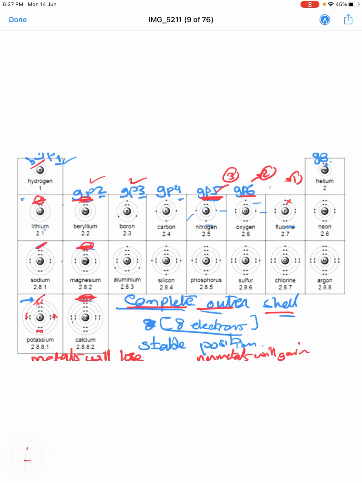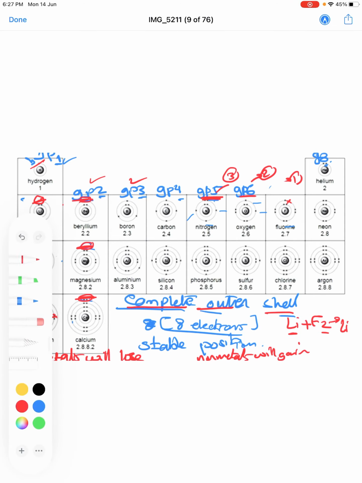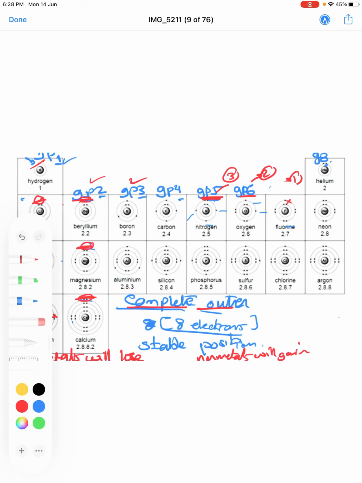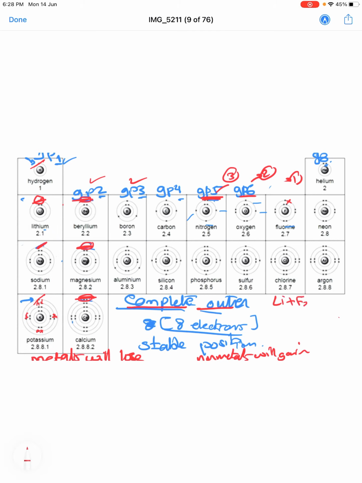This happens when lithium reacts with fluorine. Lithium will lose 1 electron, fluorine will gain this electron, and it will form lithium fluoride, which is the ionic compound. So let me write that again over here. When lithium reacts with fluorine, it will give me lithium fluoride, which is my ionic compound. So that's to say, an ionic compound will form when electrons are lost from metals and gained by the non-metals. That's right.